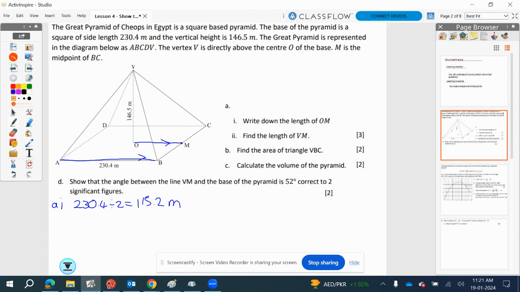Find the length VM. VM lies on this flat face here, and it makes a right angle triangle with this one. So if we wish to find the length VM, it's going to be the square root of 146.5 squared plus 115.2 squared. Put that into your calculator, what do we get?